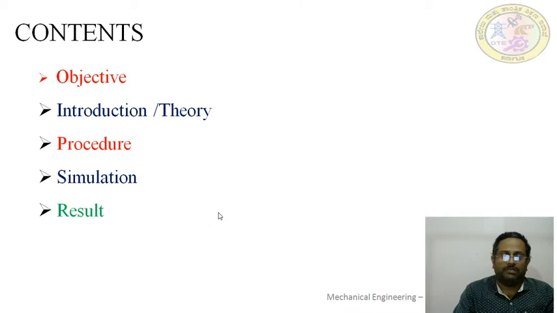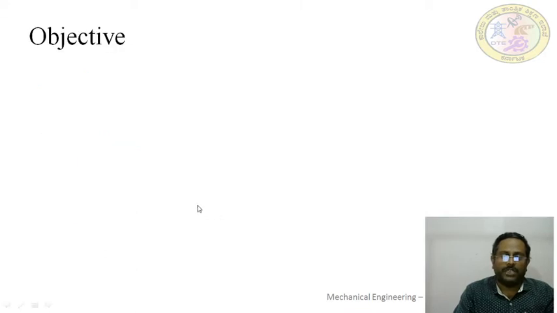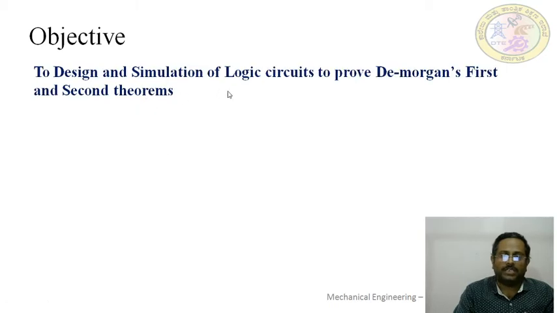First we will see what is the objective. The objective of this experiment is to design and simulate logic circuits to prove De Morgan's first and second theorems. Here, the logic circuits are built by using basic logic gates to prove De Morgan's first and second theorem. Now, first we will see the De Morgan's theorems, that is first and second theorem.